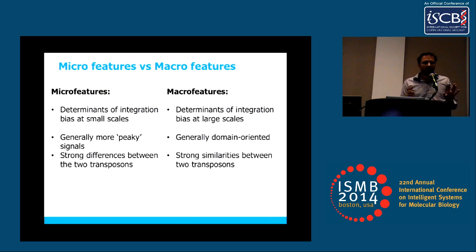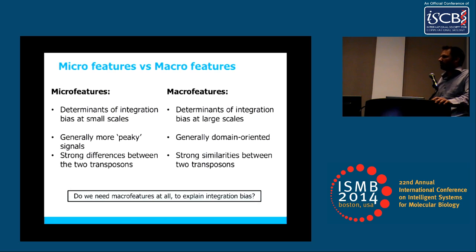Now, one of the questions that we still wondered about is if these macro features are still influencing the bias, right? Or is everything already explained at the micro feature level, right? So do we really need these macro features?